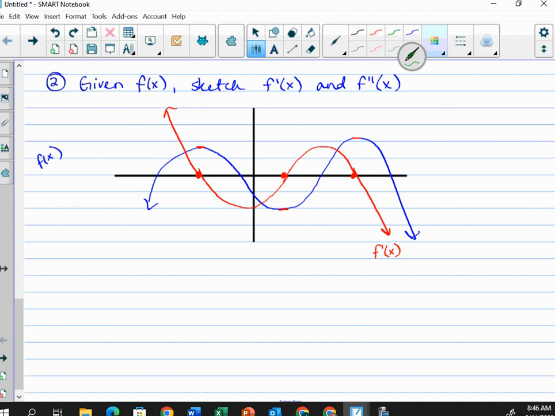Alright, so I'll do the second derivative in green. Again, two ways you can look at it. I can look at the red graph and go, okay, I think there's a minimum there and a maximum there. Do you notice how those match up with where the points of inflection are for the blue graph? Yeah, so they end up being my x-intercepts for my second derivative.